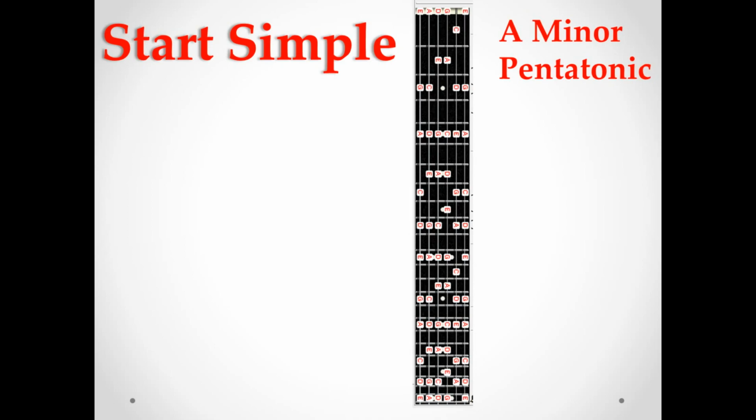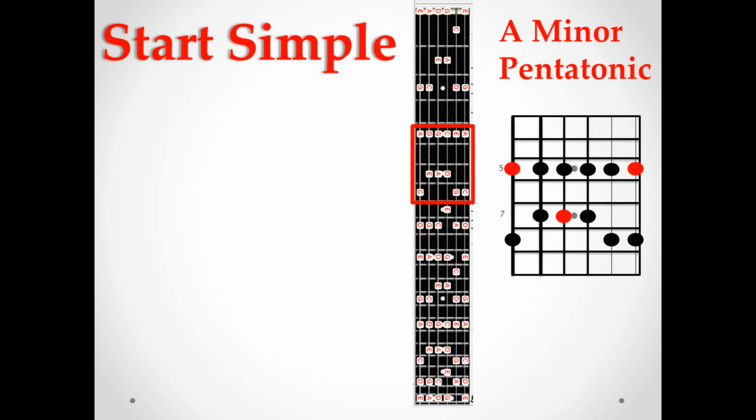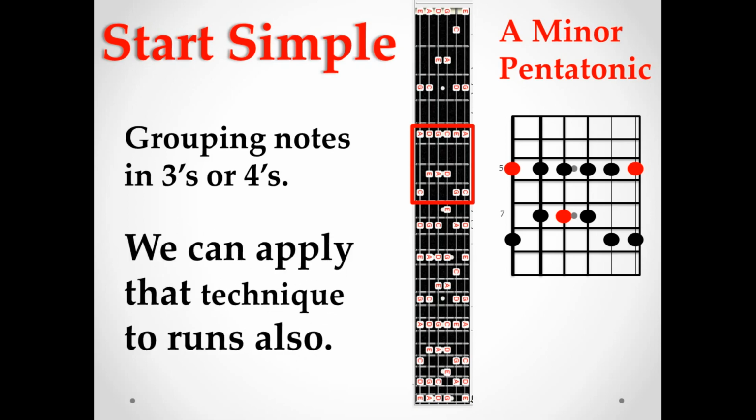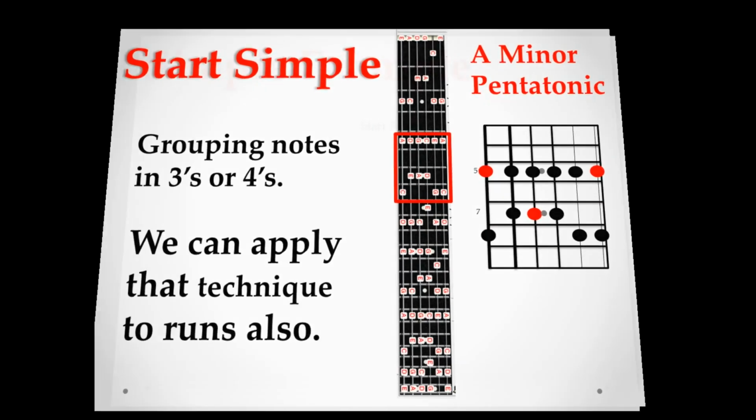Once again, we're going to start off simple here. I'm going to use the A minor pentatonic scale, and I'm just going to use this box right here. In the last lesson I talked to you about grouping things in threes or fours to build your own licks. Well, we're also going to apply that same technique to building our own runs.